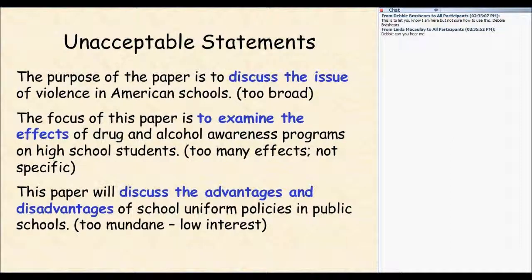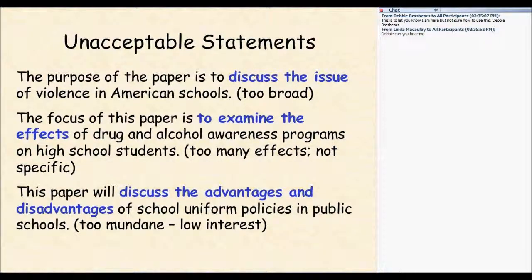And then the last one is, this paper will discuss the advantages and disadvantages of school uniform policies in public schools. In this case, it's kind of mundane, and who really cares? But more so, it's going on both sides of the fence, the advantages and the disadvantages. You have 5 to 8 pages to write this paper. You have got to pick a side. You cannot possibly give a balanced argument for pro and con for the topic that you've chosen. So pick a side.